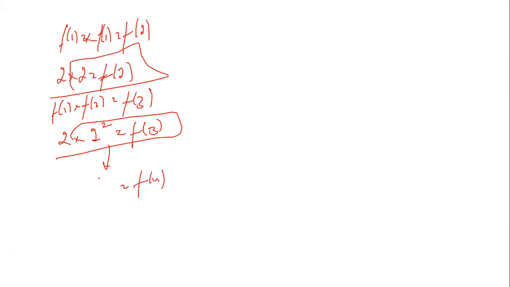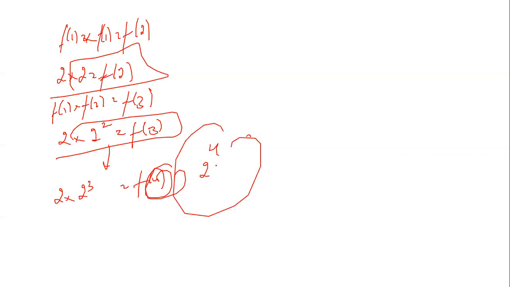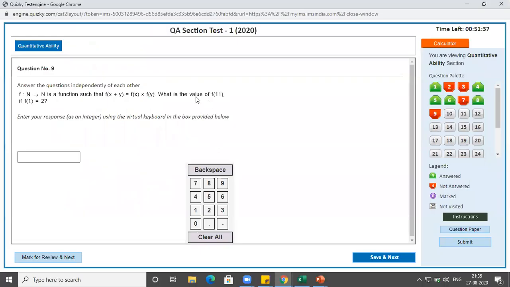f(4) will be f(1 + 3). f(1) into f(3) is 2 cubed, so 2 raised to the power 4. So whatever is there in the bracket is the power. I mean, 2 raised to the power n, n is whatever is there in the bracket of this function. Okay, what do I have to find out? The value of f(11). So 2 raised to the power 11. 2 raised to the power 11 is 2048.